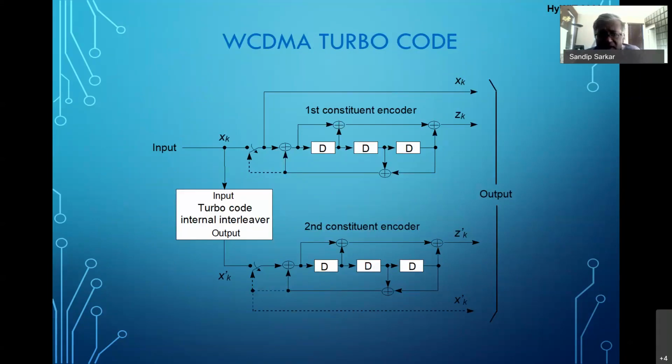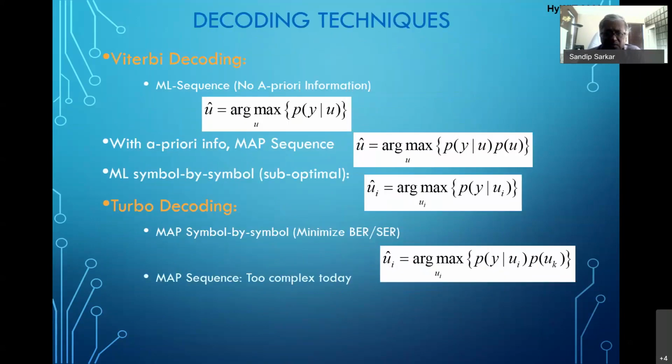And this is what is used in WCDMA, where there are two constituent encoders, and the outputs are as shown. As you see, they're both constraint length 4 encoders, and it's a base code rate 1/4. As you can see, there are 4 outputs. Now, beyond that, you can certainly do your puncturing or shortening and whatever. So now, in general, when we talk of decoding techniques, we have 4 different decoding techniques, roughly.